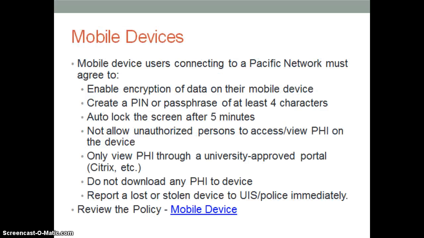Mobile devices. Mobile device users connecting to the network must agree to these things. They need to enable encryption of data on their mobile device, create a PIN or a passphrase, auto-lock the screen after 5 minutes, not allow unauthorized persons to access or view if you're looking at protected health information on your device, and then only view PHI through our university-approved portals. Do not download any PHI, and report any lost or stolen devices to UIS and the police immediately. Again, there's more. If you would like to review the policy, please make sure that you do.